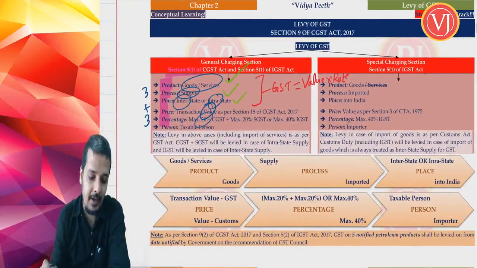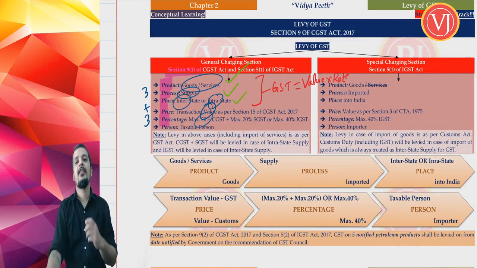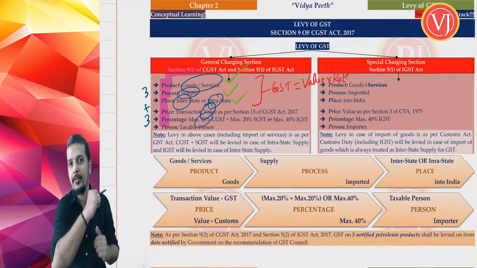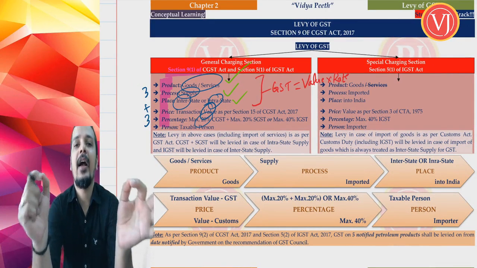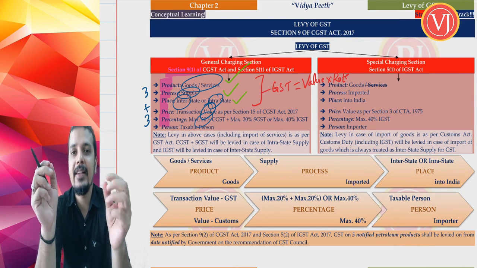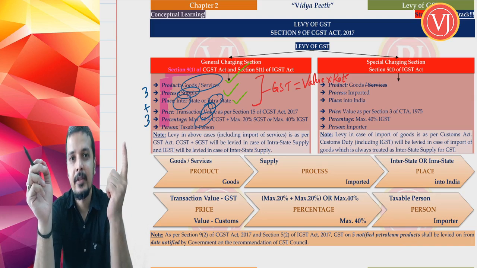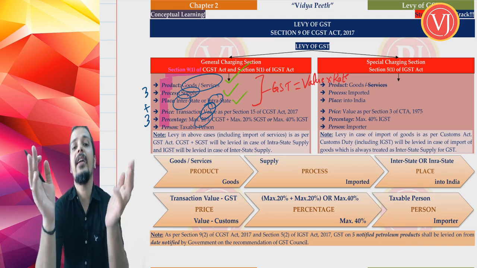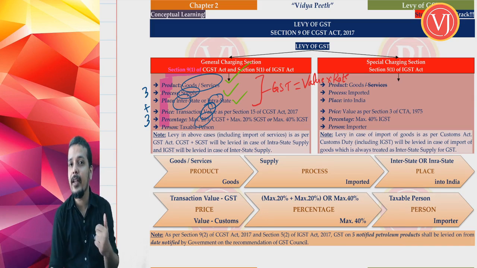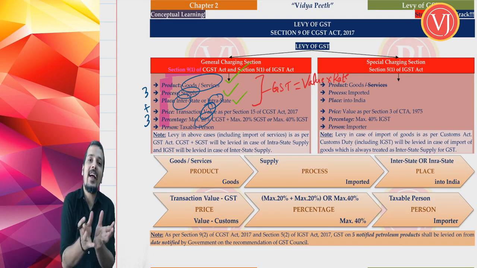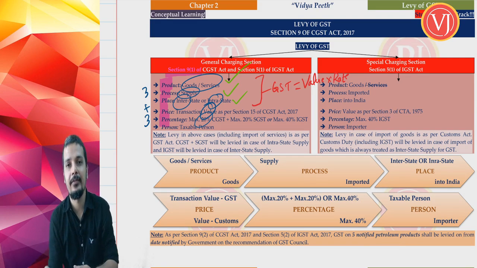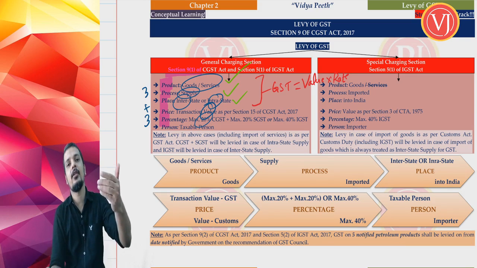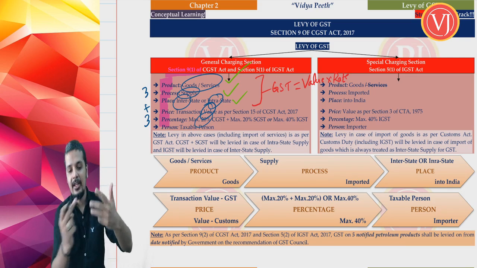Now, coming back here. First you have to ask the first 3 P's, and only then go to the next 3 P's. What was the first P, my friends? Is your item either goods or services? Yes, go on to the next. Whether your activity is supply. If the answer is yes, then go on to the next. Then ask yourself whether it is an intrastate supply or interstate supply. So basically you have addressed 3 questions: product, process and place.